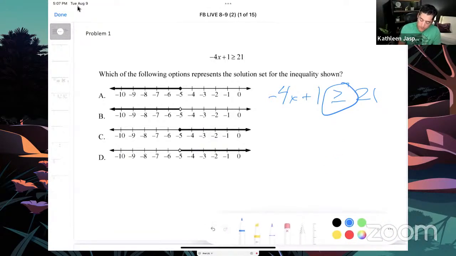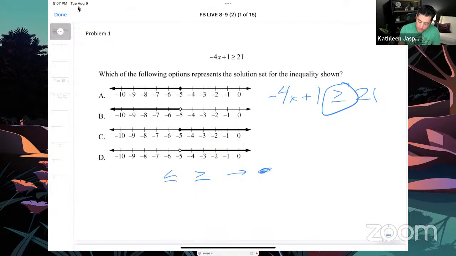Real quick, when we have a less than or equal to or greater than or equal to, that means we have a fully closed circle. When we have a less than or greater than, that means we have an open circle. Because this cannot change, I'm going to have a closed circle. I can eliminate D and B right away. So things like that are what I'm trying to show you so that you can save time by eliminating answers, because now I've gone from 25% chance to 50-50. Okay.